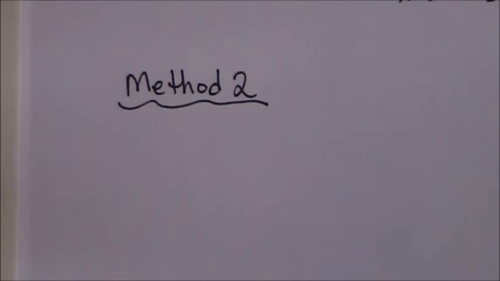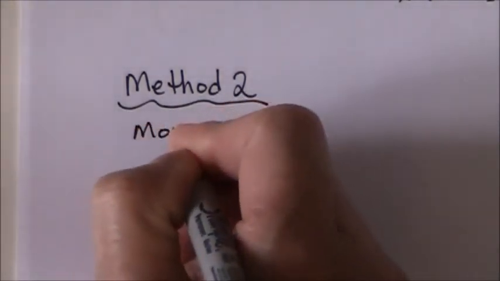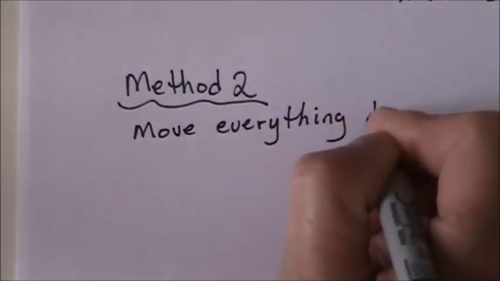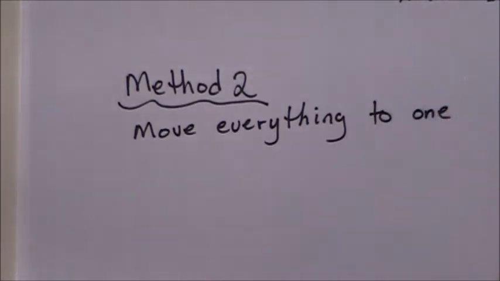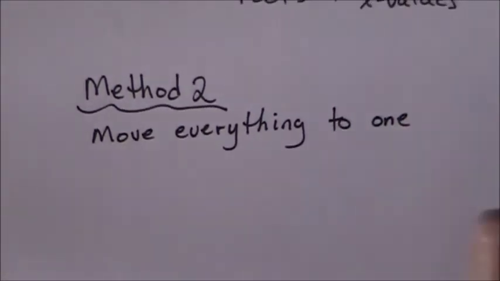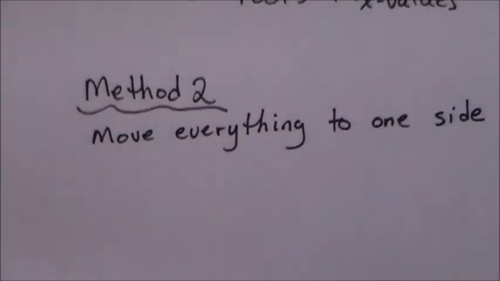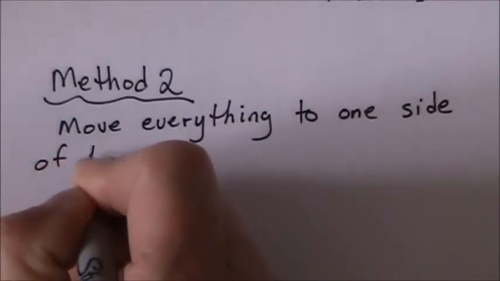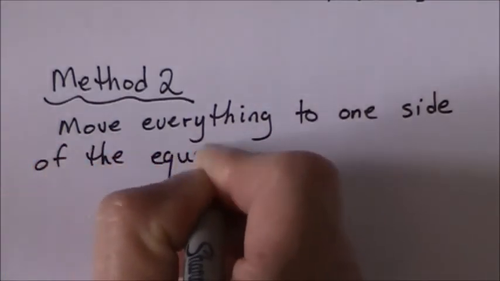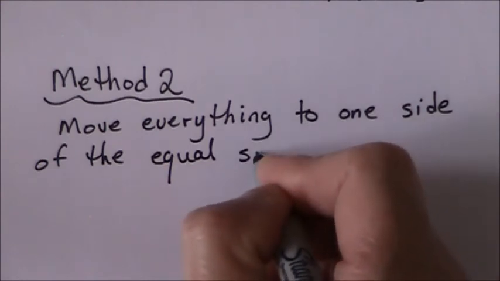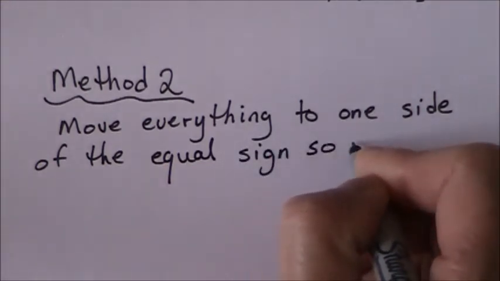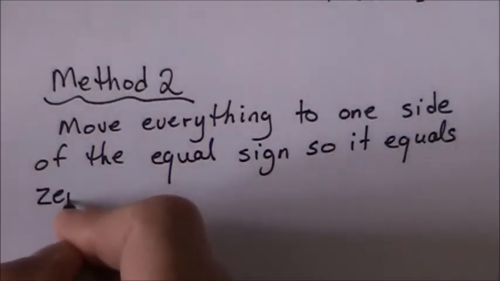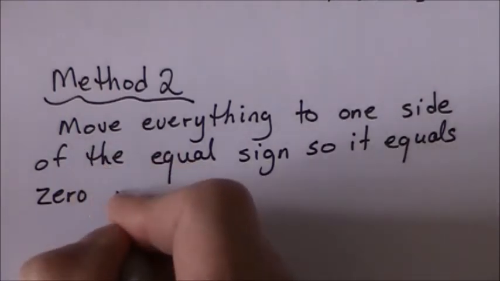Method 2, we are going to move everything to one side. Everything to one side of the equal sign, so it equals 0, and then find the x-intercepts.